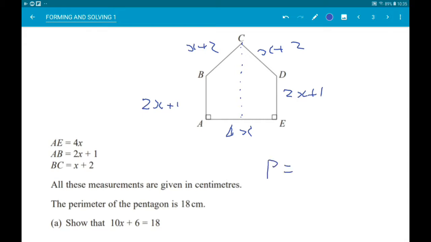So, if we go around and add all the x's, 4x add 2x is 6x, add x is 7x, add x is 8x, add 2x is 10x. And then if we add the numbers, we have 1 add 2 add 2 add 1, which is indeed 6.